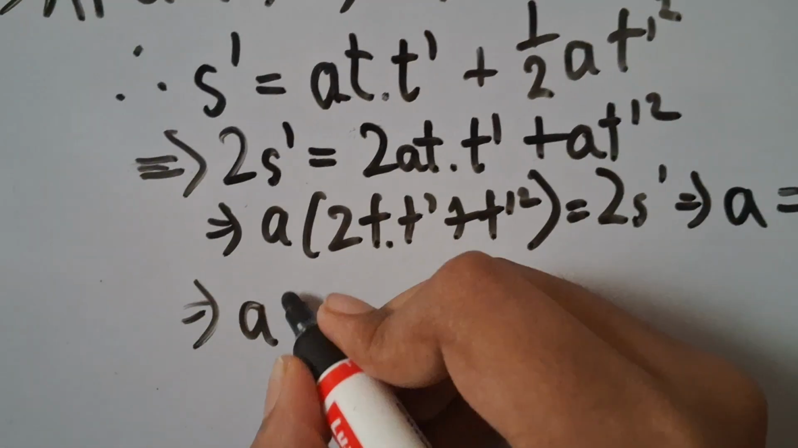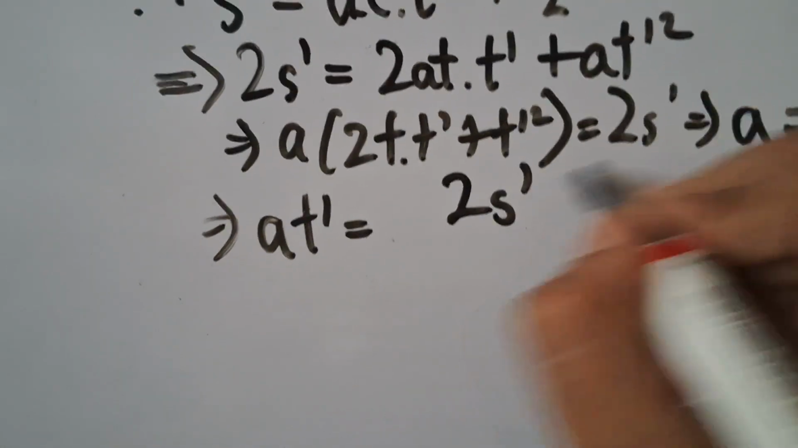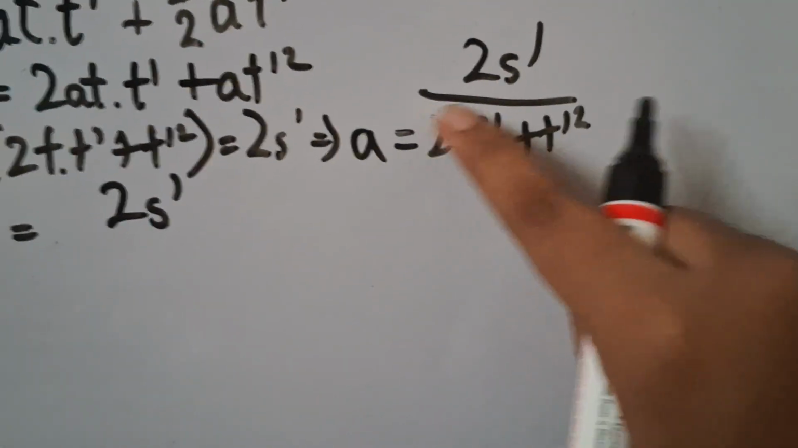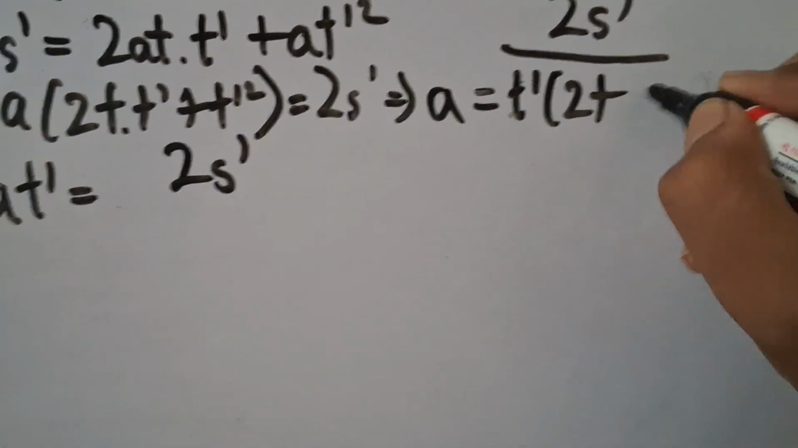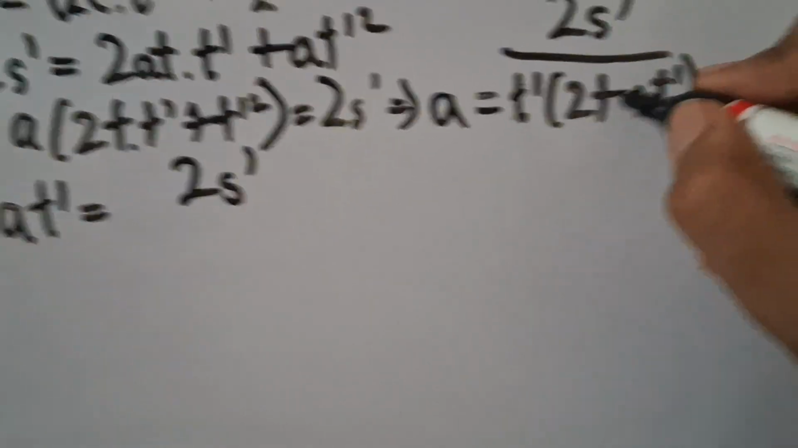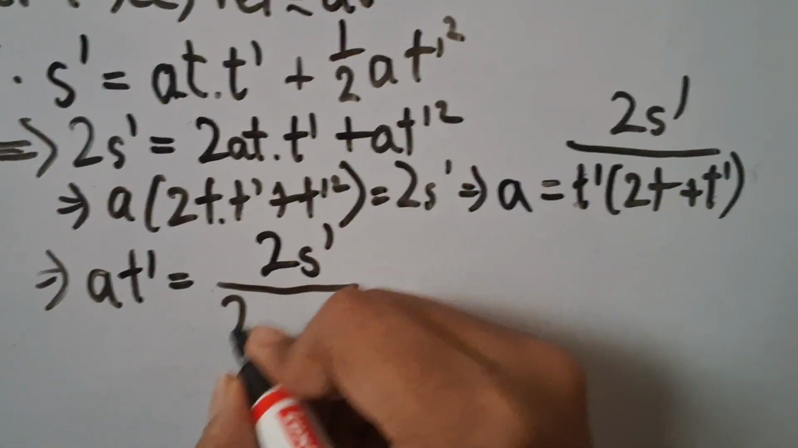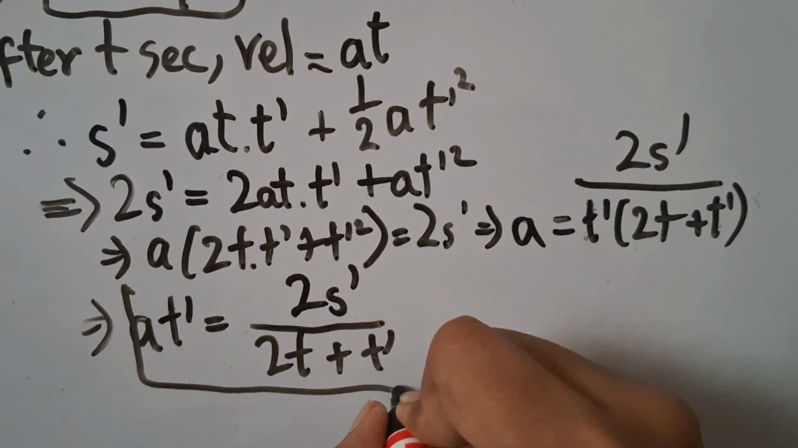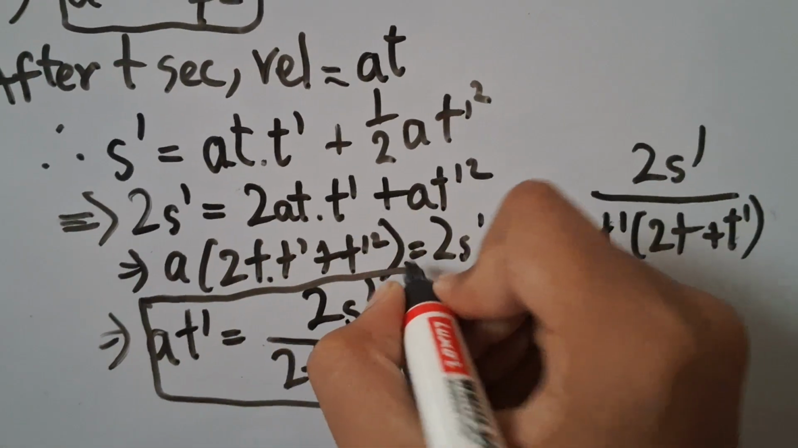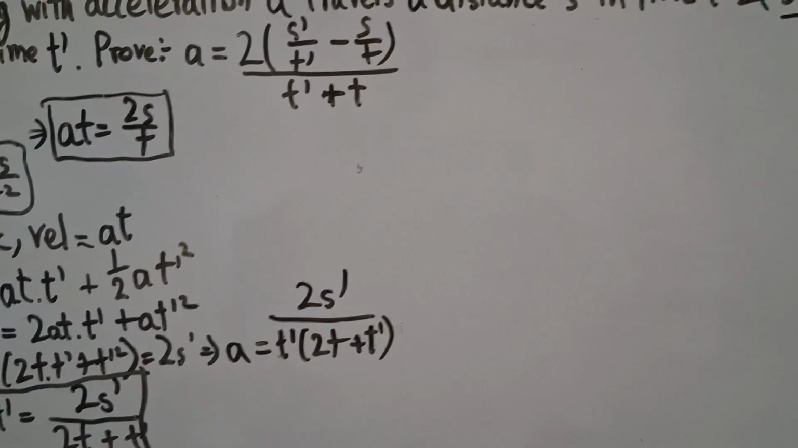What is a t dash? Multiply both sides by t dash, and we are going to get 2s dash. What can we also write this as? Think about it carefully. You can write this as t dash times 2t plus t dash, because t dash square was t dash into t dash, so we took t dash common. Multiplying, we get 2t plus t dash. This is a very important step here. We're also going to highlight this. Now let's go over to here. We have to prove this.